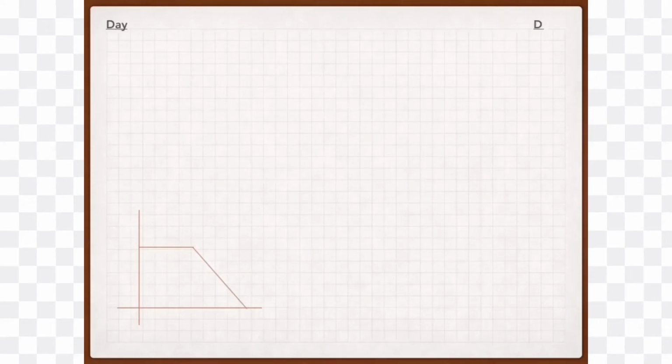Can you write down the day and the date for today into your Maths 1 book?